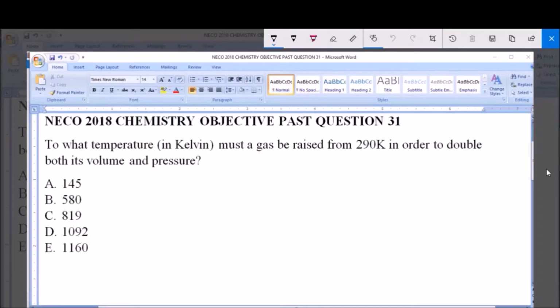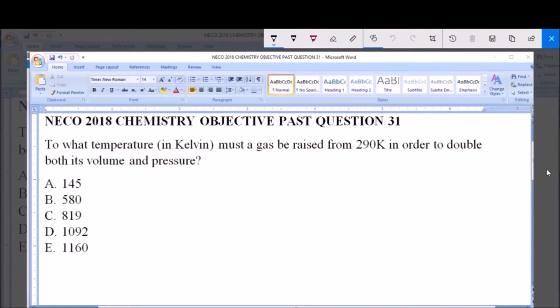I will be answering Neco 2018 Chemistry Objective Past Question 31. To what temperature in Kelvin must a gas be raised from 290 Kelvin in order to double both its volume and pressure? A. 145, B. 580, C. 819, D. 1092, E.